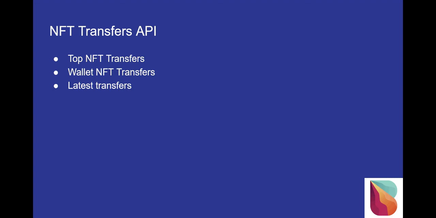In the NFT transfers API, you can get data relating to transfers of NFTs between wallets. It can include the latest transfers. You can subscribe to transfers in real time, or you can get the transfers of a particular wallet, or between two wallets, or the top NFTs that are being transferred frequently.